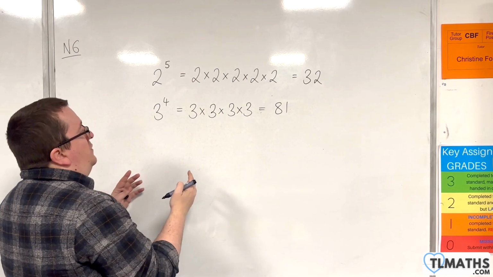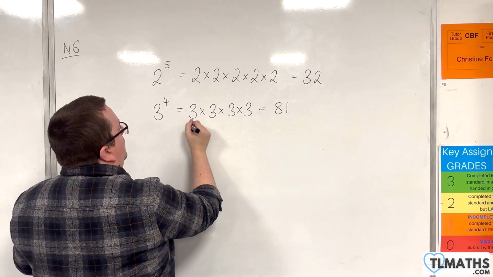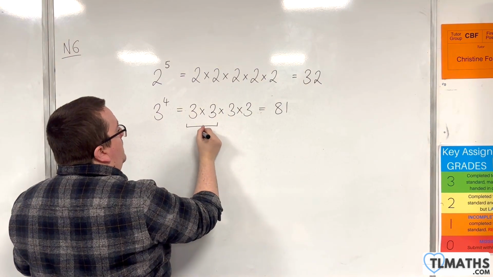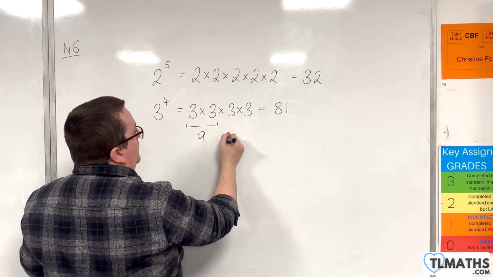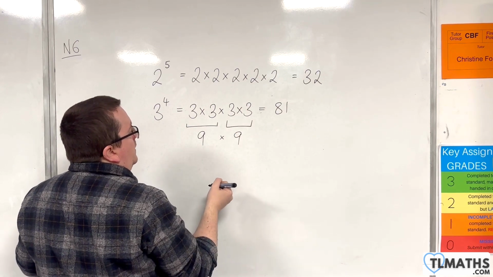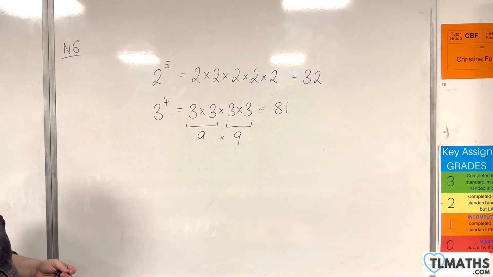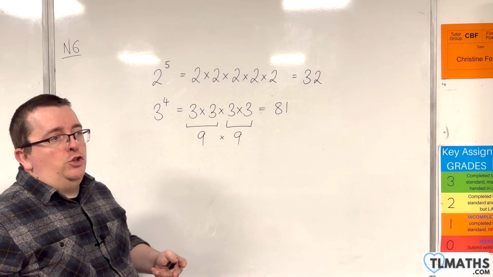So rather than doing bit by bit as I've been showing, we could do 3 times 3, which is 9, and then we've got 3 times 3 there, which is 9, and now it's 9 times 9, which is 81. Okay, and that makes the calculation easier.